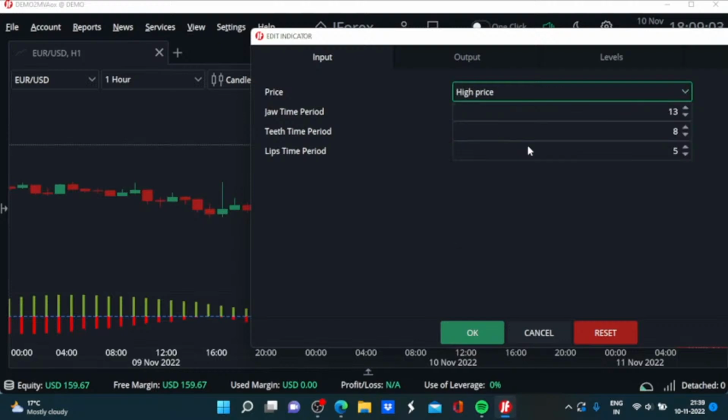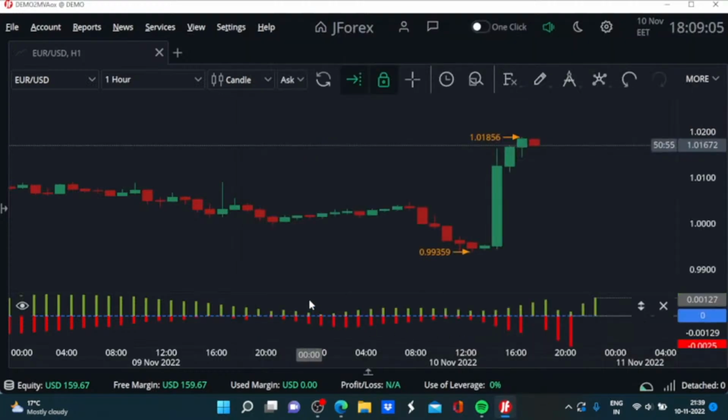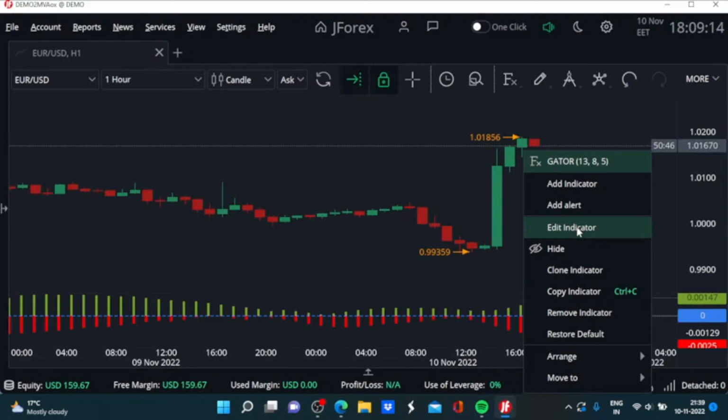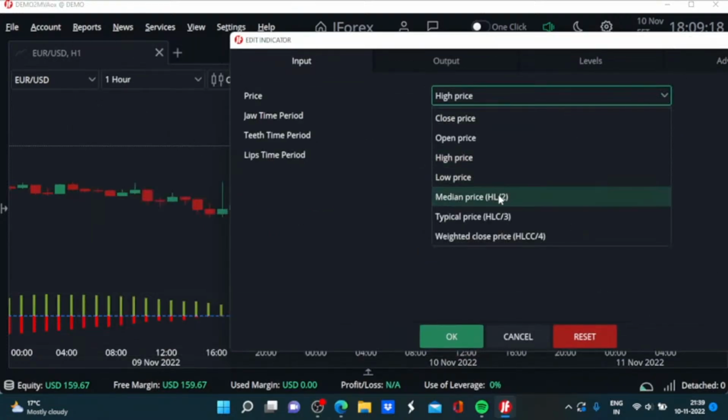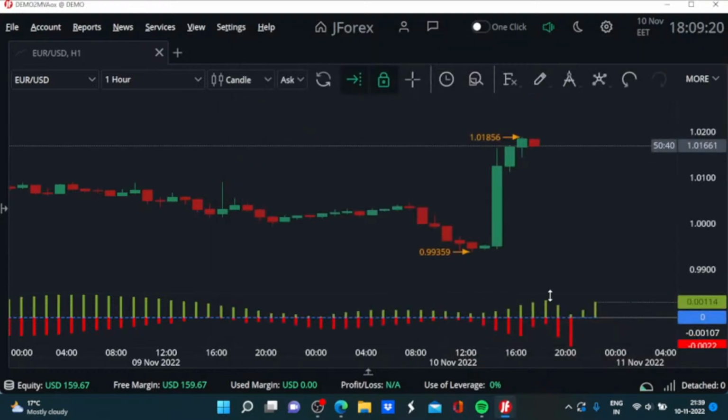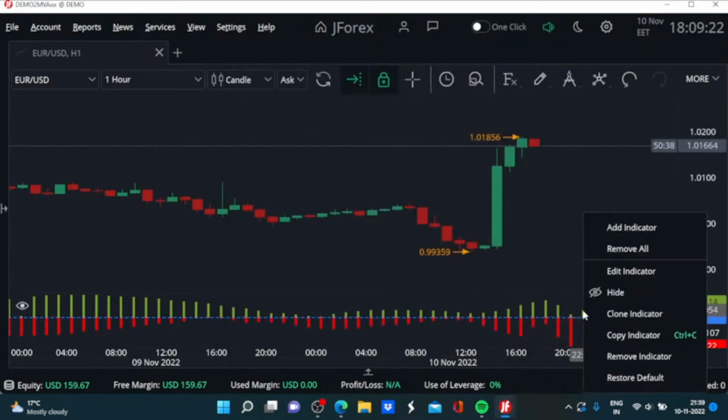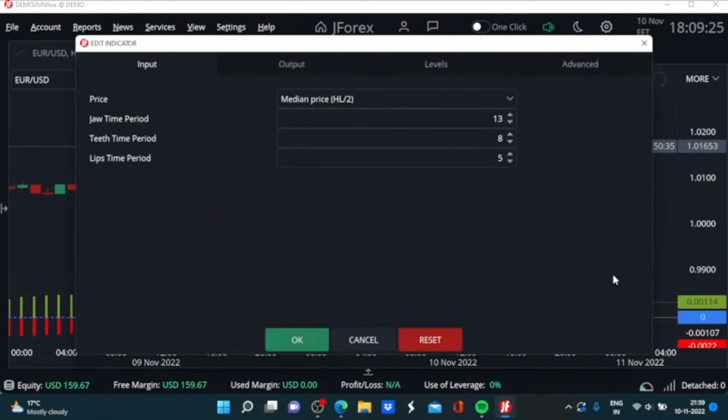Suppose we take high price as the applied price, you will observe there is going to be a slight difference in the plotting of the Gator indicator from when I was using close price as its applied price. Now if I change it to, say, median price, again we are observing some difference in the plotting of this indicator. So that's how this indicator system works.